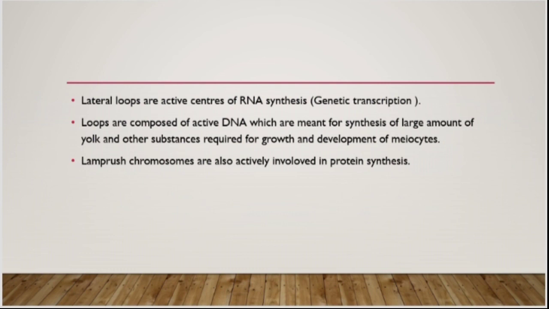Now, the loops are composed of active DNA, and this DNA is meant for the synthesis of a large amount of yolk. So the lateral loops of the lampbrush chromosomes help in the synthesis of yolk and other substances required for growth and development. Lampbrush chromosomes are also actively involved in protein synthesis. So these are some of the significances of the lampbrush chromosomes. So this is all about the giant chromosomes. Thank you.